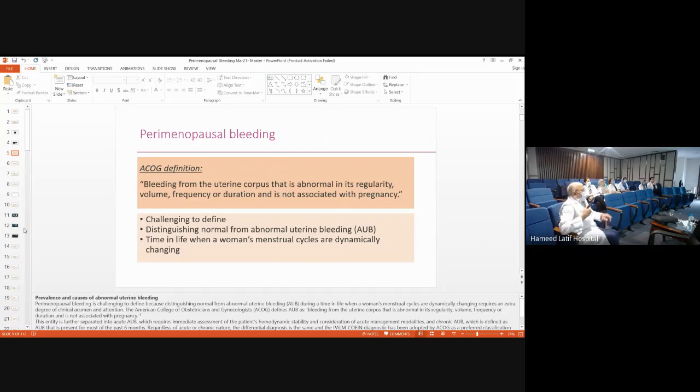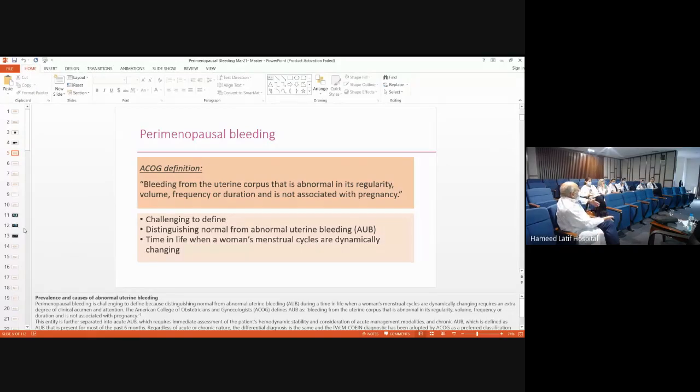Now, what is perimenopausal bleeding? Again, we know what perimenopause is. This is the time period which is spanned over that, and any abnormal bleeding, whether it is irregular, increased in amount, or more frequent, etc. So regularity, volume, frequency, or duration, and especially if it is not associated with pregnancy. So you see, abnormal uterine bleeding takes into account factors which are not related with pregnancy.